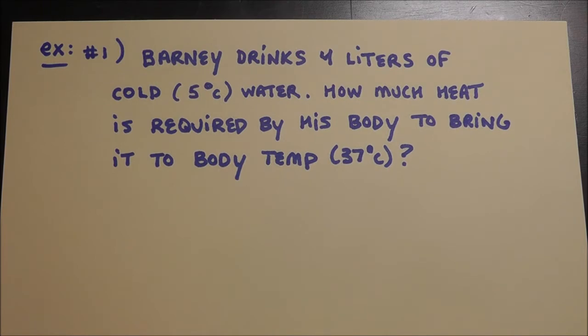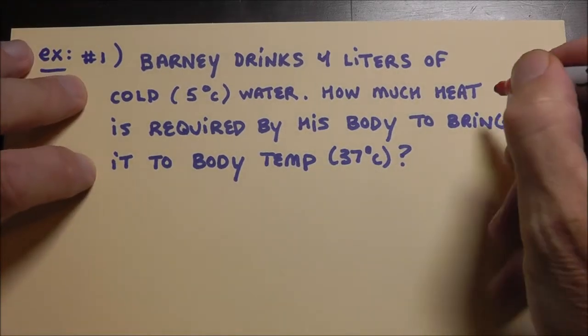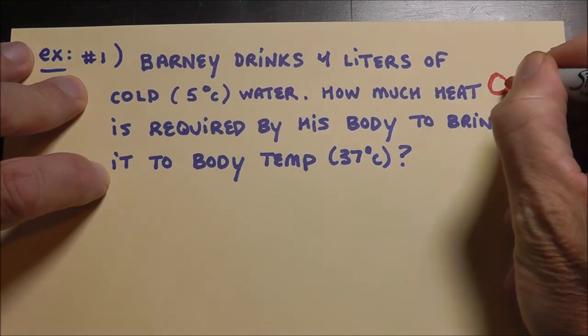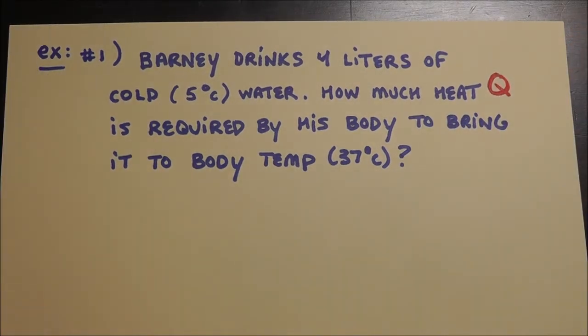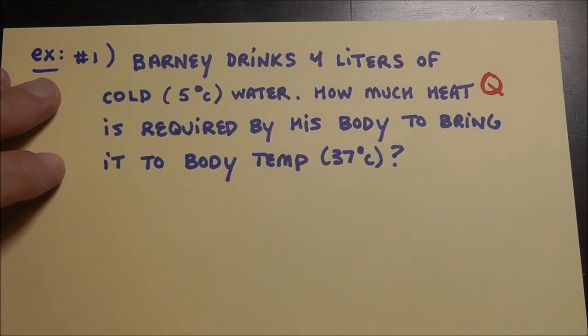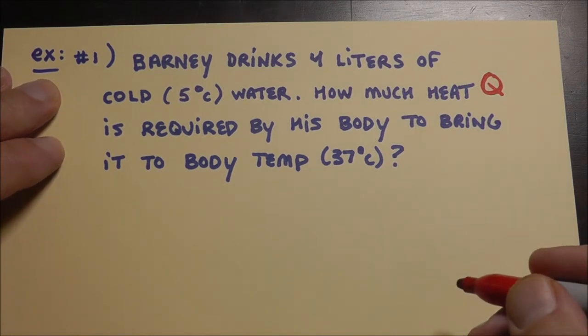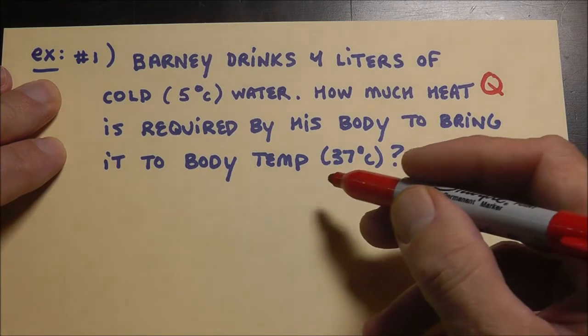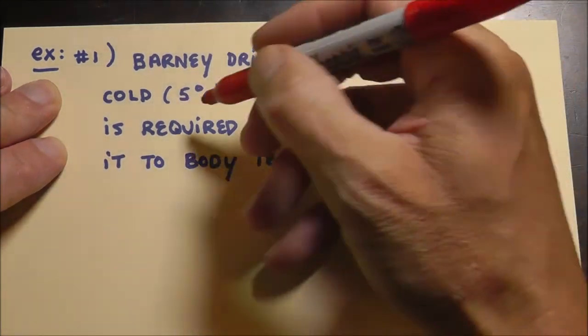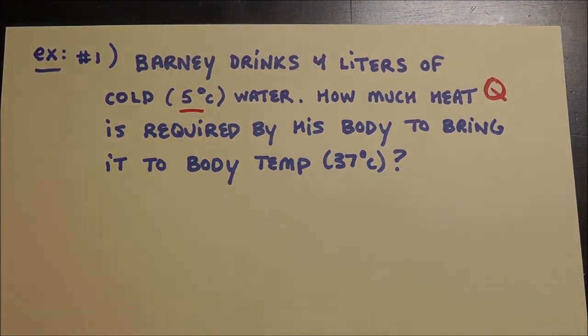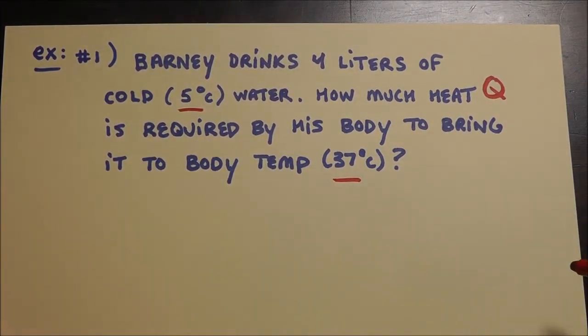All right, here we go. Barney drinks 4 liters of water. How much heat? Okay, now you've got to read these like a computer: heat, Q. There you go, I saw the word heat. That's the symbol for heat, Q. Is required to bring this cold water to body temperature. By the way, that's about the temperature of refrigerated water. If you've got a bunch of water in your refrigerator, it's about 42 degrees Fahrenheit, 5 degrees Celsius. Your body temperature is 37.